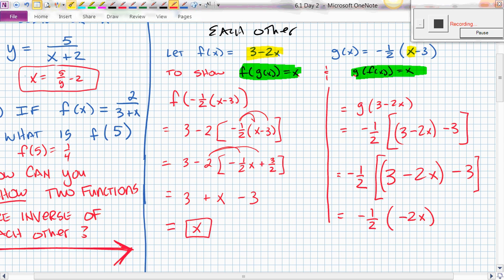Well, here's what happens, okay? This 3 and this 3 add to 0, leaving you with negative 1/2 times the negative 2x, which gives you x. So therefore, those two are the same.